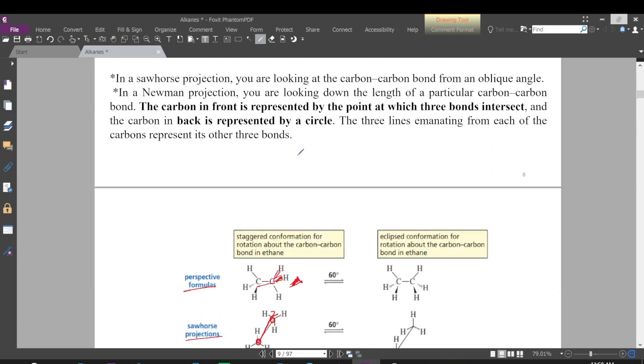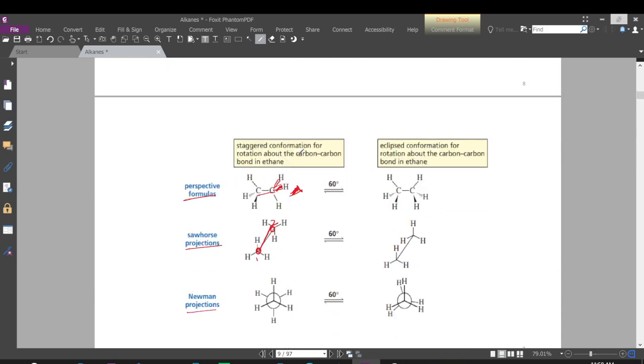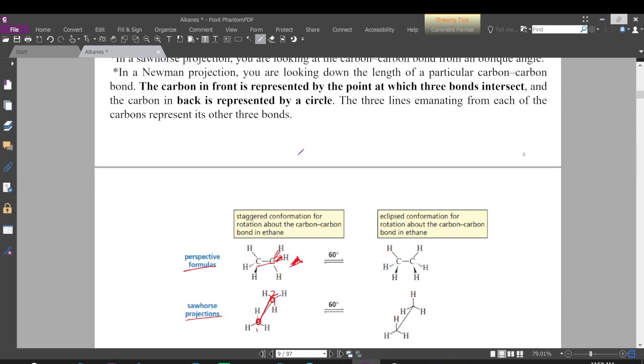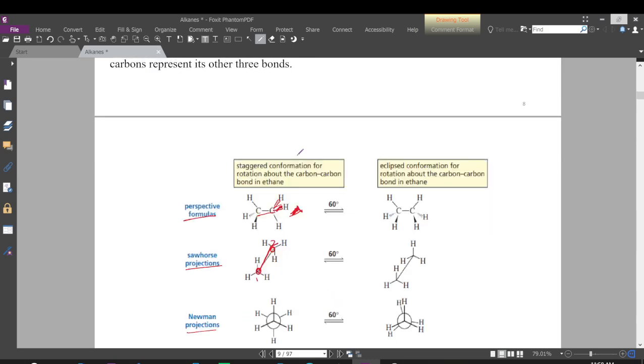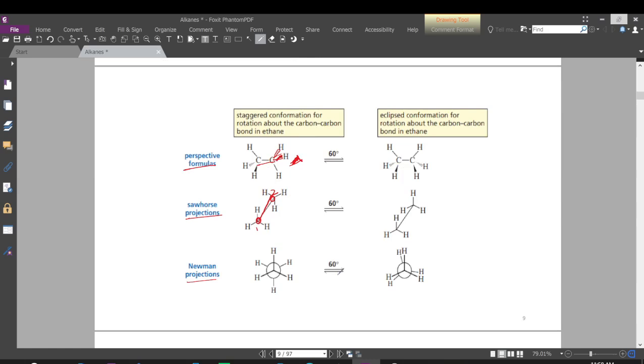In the Newman projection, we see a circle which represents a carbon. So there are two carbons. In the Newman projection, the carbon is represented by the point at which the bonds intersect. This is the first carbon, and the three bonds that intersect are the carbon-hydrogen bonds. The circle represents the other carbon, and the other carbon also has three carbon-hydrogen bonds.